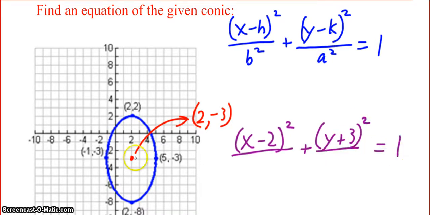equals 1. Well, how far up do I go? If I go from 2, negative 3 to 2, 2, that went up a distance of 5. So this number here is going to be 5 squared. If I went from 2, negative 3 to 5, negative 3, I went to the right 3, so that is going to be b, so b squared then will be 3 squared, or 9.